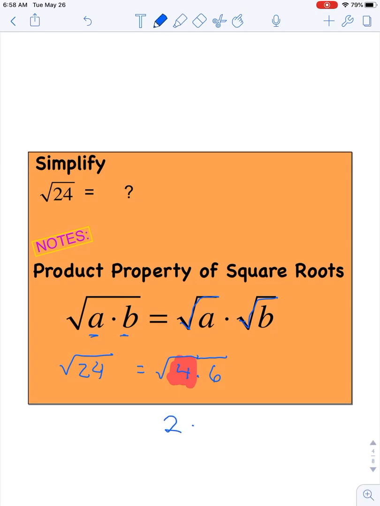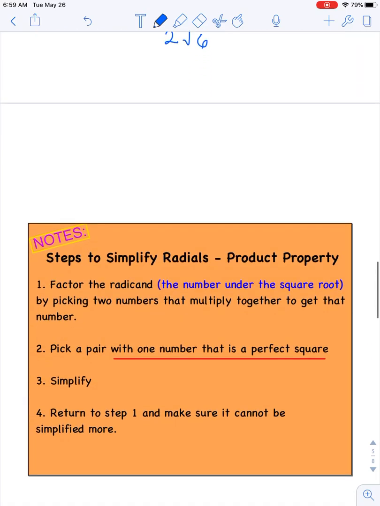The square root of 6 is not a perfect square, it's a decimal. And so our final answer, we just write the 2 next to the square root sign, and that's 2 times the square root of 6, or 2 square root of 6. And that is simplifying radicals. That's what we're going to do today. So here are some notes to do that.